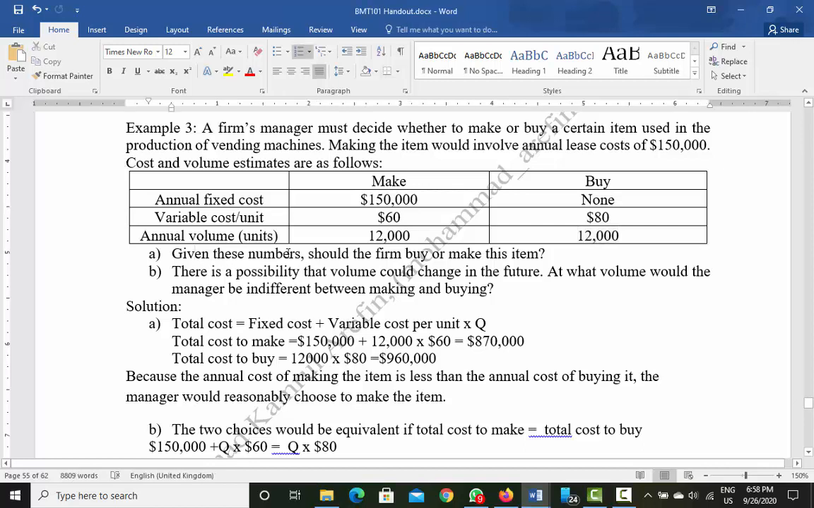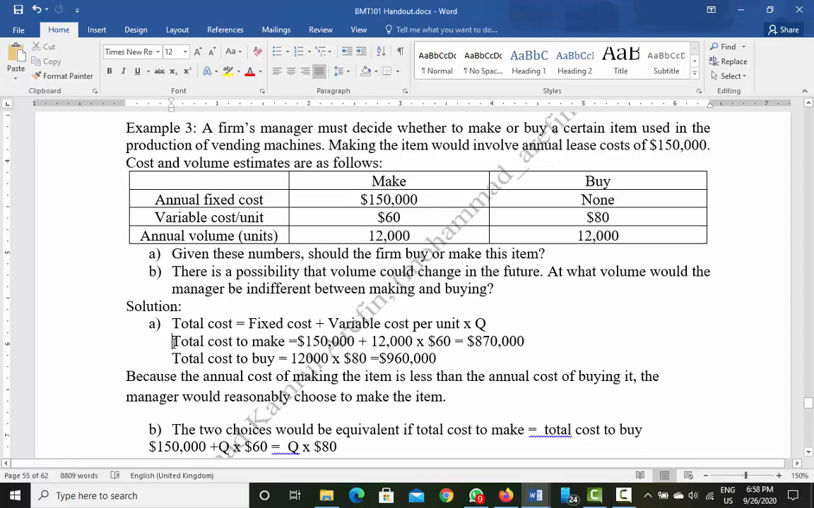So given these numbers, should the firm buy or make the item? If they need 12,000 units per year, should they buy or make the item? We need to compare the total cost to make the decision. So let's see the total cost to make. Total cost is obviously fixed cost plus variable cost. Variable cost is V multiplied by Q, variable cost per unit multiplied by Q, right?